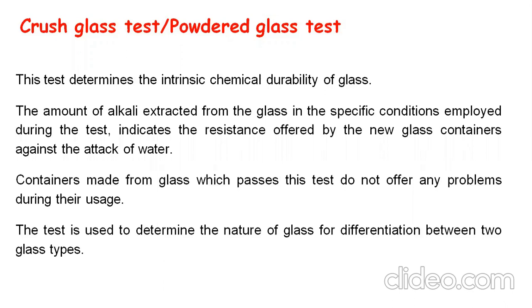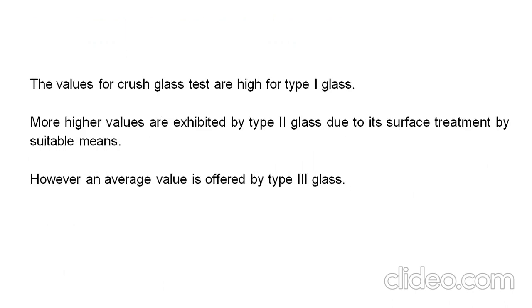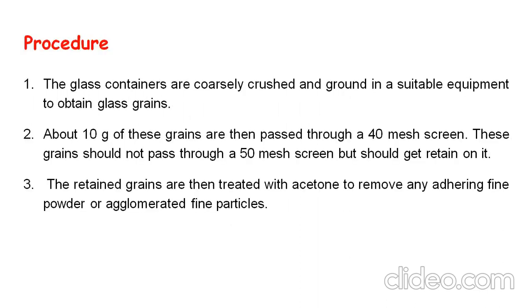The test is used to determine the nature of glass for differentiation between two glass types. The values for the crushed glass test are high for type 1 glass. Even higher values are exhibited by type 2 glass due to its surface treatment by suitable means. However, an average value is offered by type 3 glass.